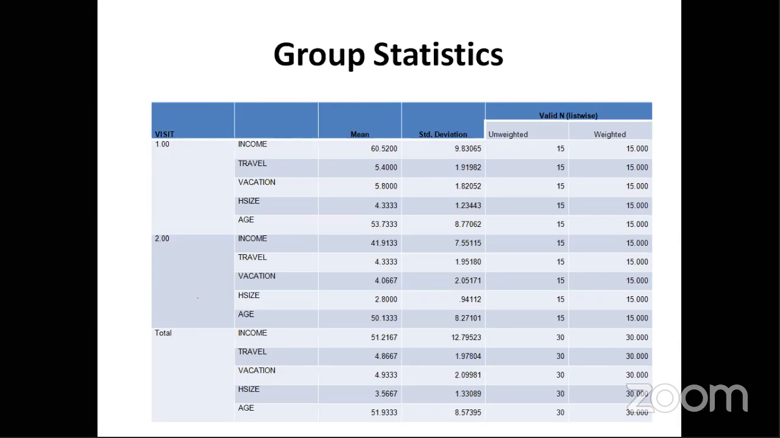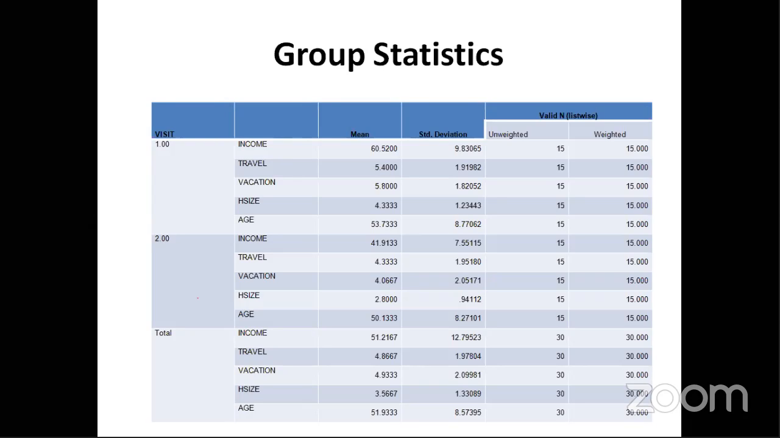For non-visited, we have given 2, and combined we have total. So if you see that for visited family, the family that visits, the average income, I don't know the unit of this income, but that is 60.52. If you see for non-visited family, that average income is 41.91.